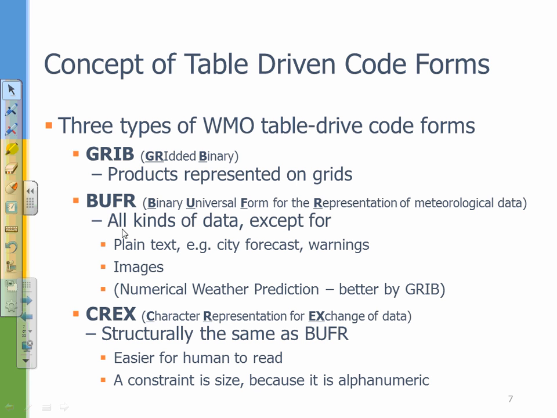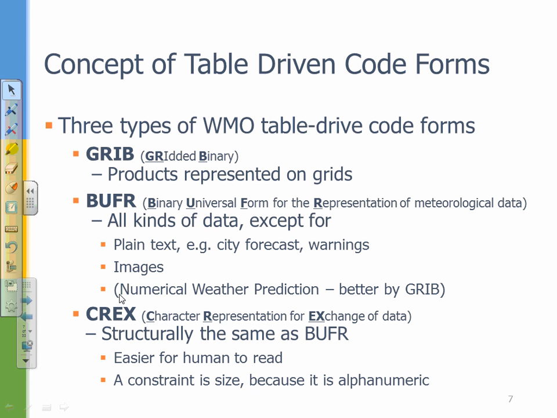The next one is BUFR. It's a binary universal form for the representation of meteorological data. It is literally a very universal form, and this form can describe almost all kinds of data, but there are some exceptions. This is a very important part. The exceptions are actually plain text, like forecasts or warnings, which is not really a data format. BUFR is not a data format for this kind of information. And also images. Images are not described by BUFR.